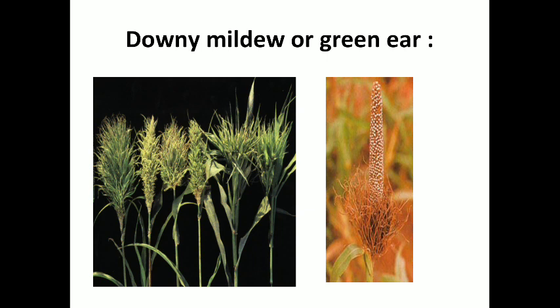Then second stage, that is green ear stage. Here there is a complete or partial transformation of the ear head into a green or leafy structure. So the disease name is green ear.